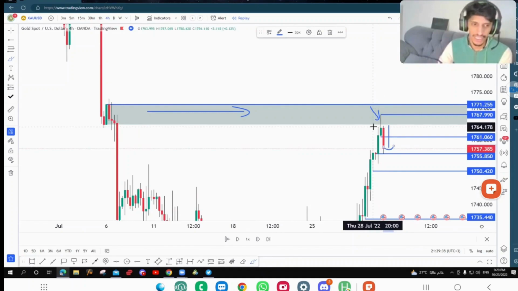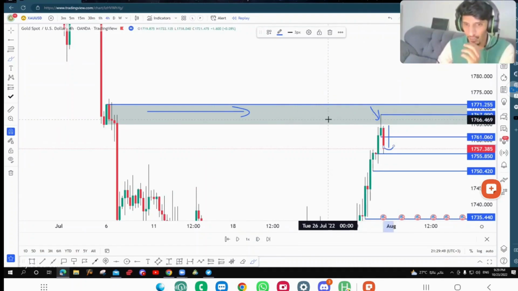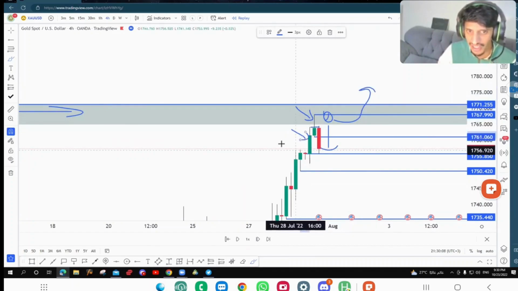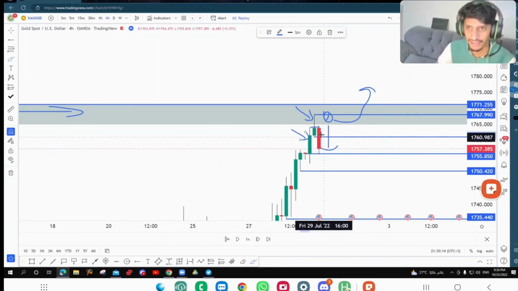Now, think of it like you're in a forest, and a lion sees an impala. So he sees something weak, he can take it. Now these buyers here, they are weak. That's why it wicked up and it closed below. If it was closing in the range, if it was closing here, there's a high chance to go up. But since it closed inside this buyer's range, that means now the sellers are taking control, but not yet.